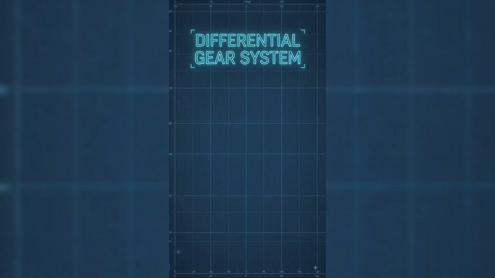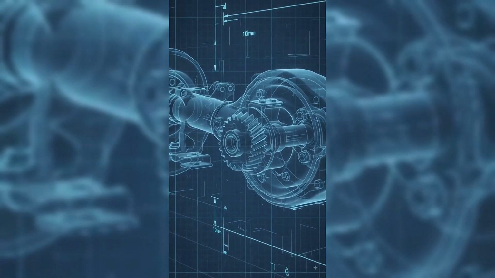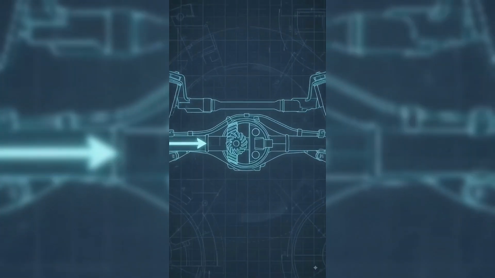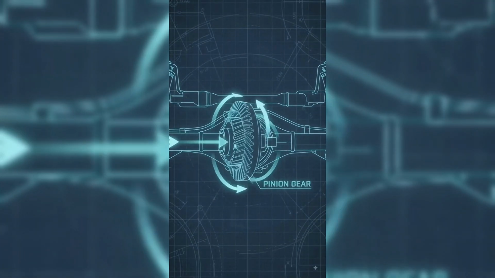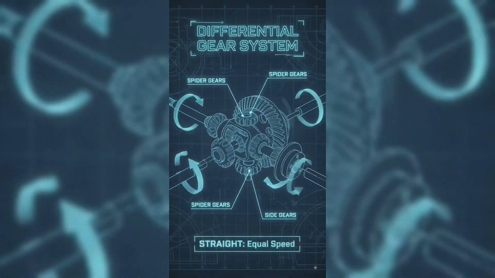This is the car differential. It allows wheels to turn at different speeds. Power enters through the pinion gear. It drives the larger ring gear. Spider and side gears allow speed differences. Moving straight, both axles turn at equal speed.